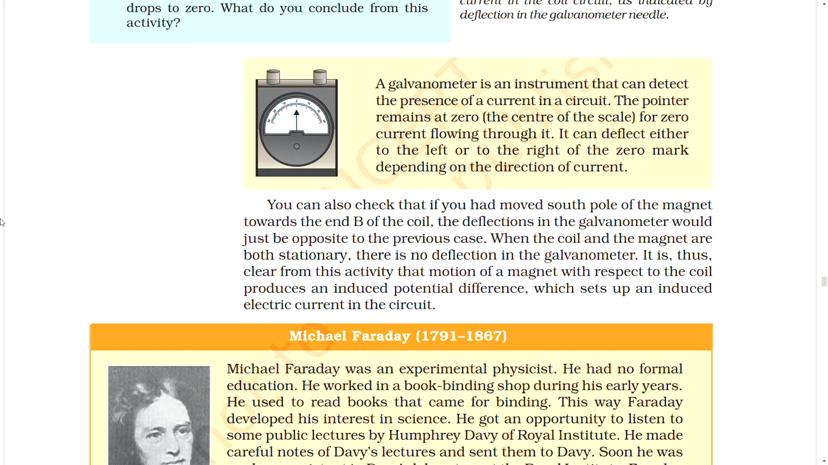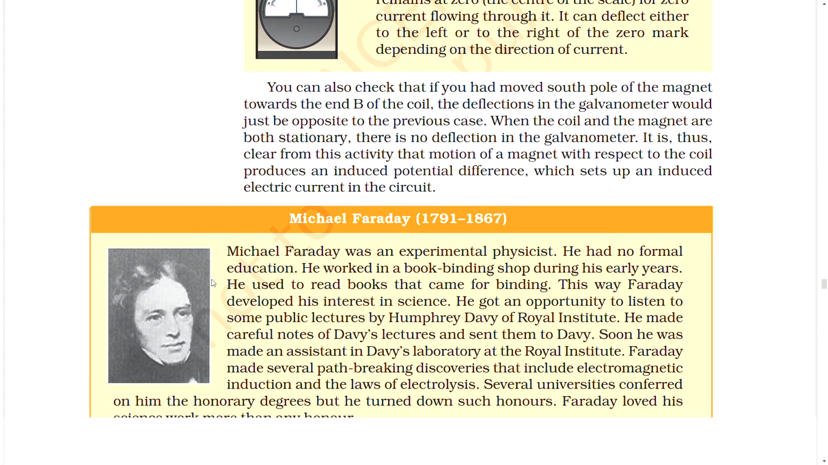You can also check that if you had moved the south pole of the magnet towards the end B of the coil, the deflections in the galvanometer would just be opposite to the previous case. When the coil and the magnet are both stationary, there is no deflection in the galvanometer. It is thus clear from the activity that motion of a magnet with respect to the coil produces an induced potential difference, which sets up an induced electric current in the circuit.